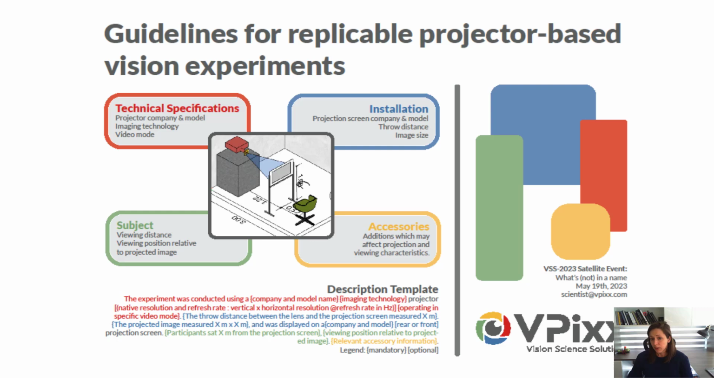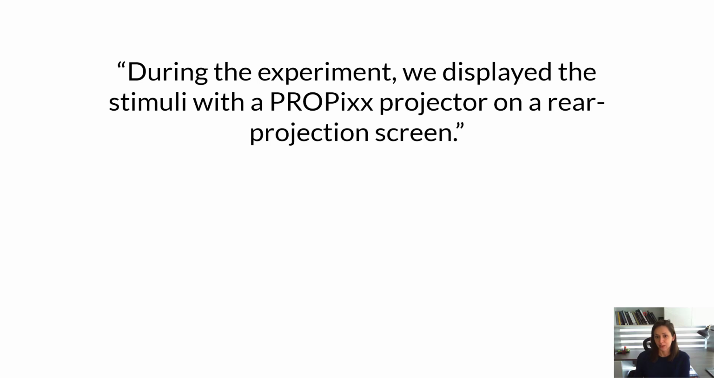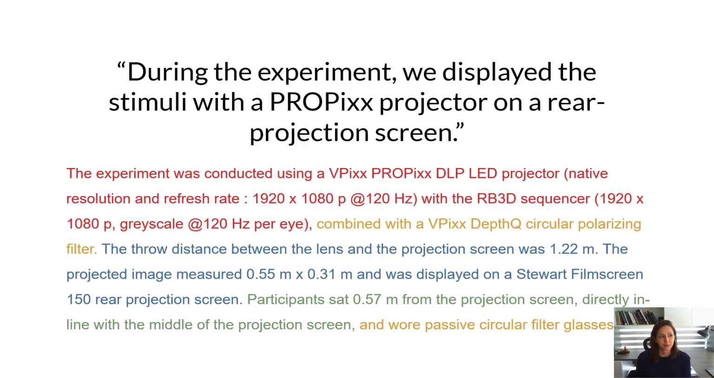And in conclusion, I will also share a short document that I've created with guidelines on how to describe and report how you've installed your projection system in research papers. This will help ensure that your setup can be more easily replicated by your colleagues. So instead of writing this in your methods section, during the experiment, we displayed the stimuli with a ProPix projector on a rear projection screen. You'll instead write something like this, and understand why it improves methodological replicability.